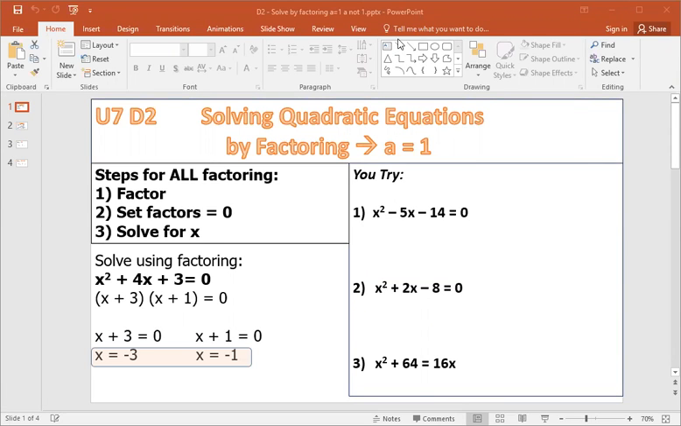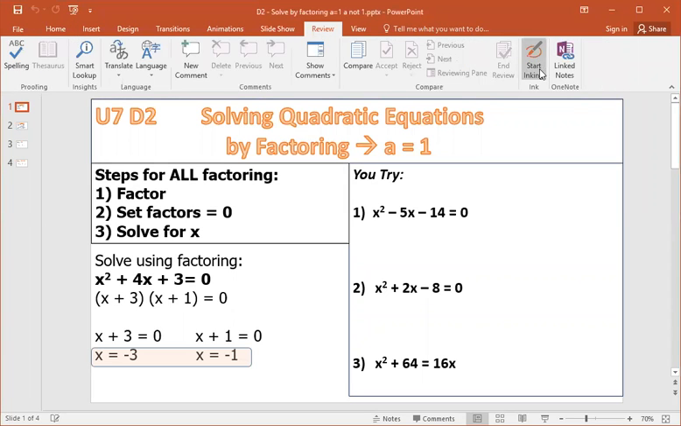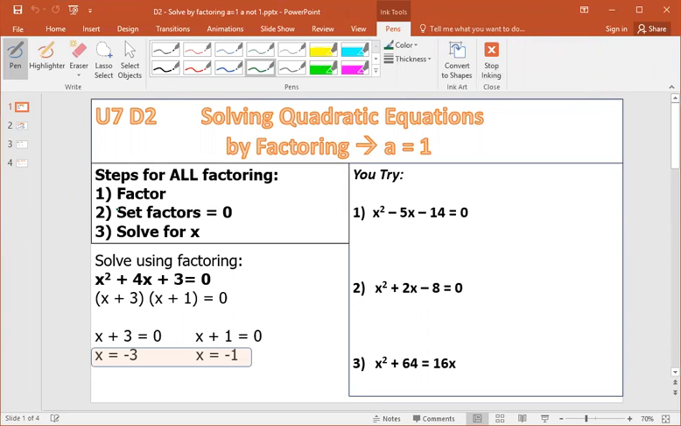Hi everyone, today we are continuing with our solving and we're going to solve when we have to factor trinomials, meaning that our leading coefficient is either 1 or greater than 1. All right, so the steps remain the same. We're going to factor, set factors to 0, and then solve for x here.